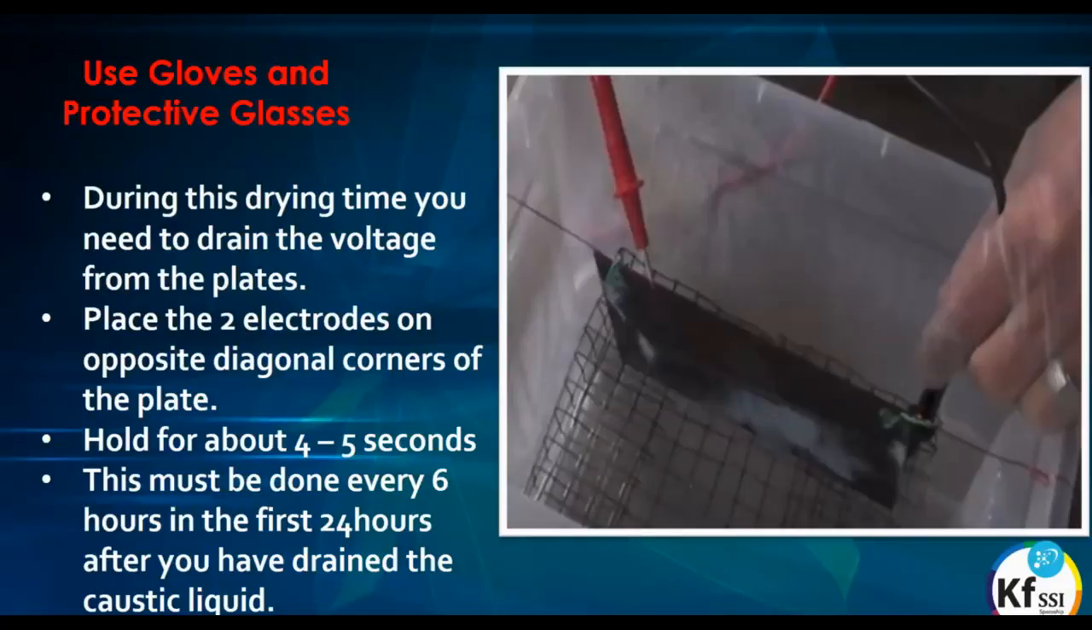Okay, so now during this early stage, once you've drained out your caustic liquid, one needs to take a multimeter and drain the voltage from the plates. The best way is to take 2 of your electrodes and touch opposite diagonal corners of your plate. You just hold for a couple of seconds, and you do this every 6 hours in your first 24 hours after you've drained your caustic liquid.